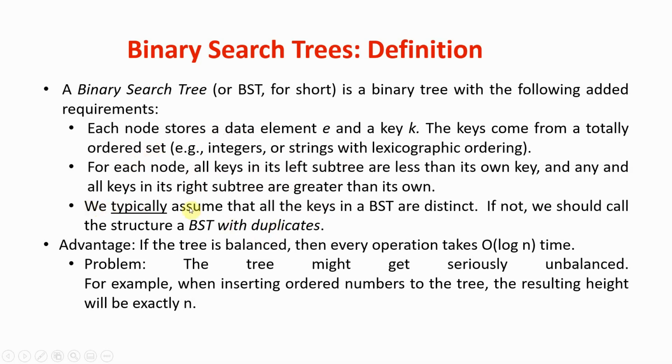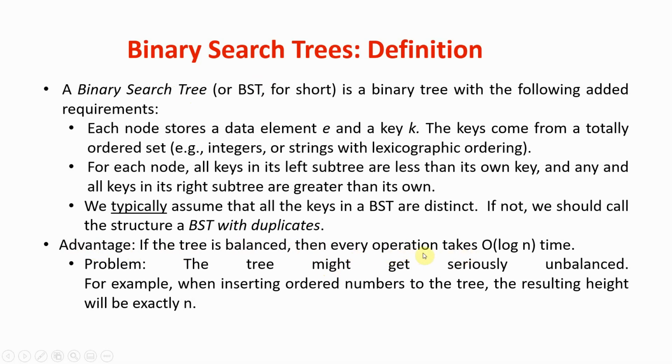In most applications, we typically assume that all the keys in a binary search tree are distinct, so we don't have duplicates. Usually, if we want to include duplicates, we say that we have a binary search tree with duplicates, right? And if you have duplicates, then it means that in the right subtree of the node, all the nodes would have key values greater than or equal to the node's key itself. Okay.